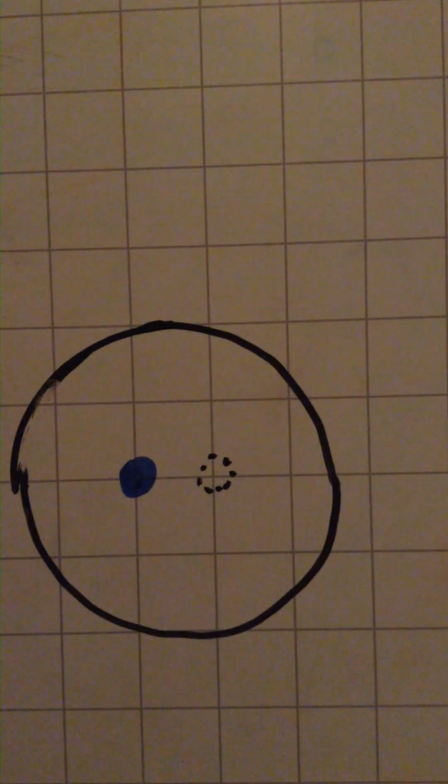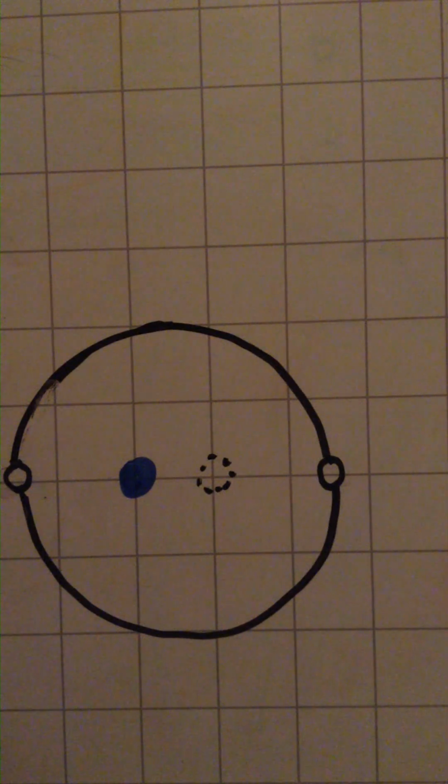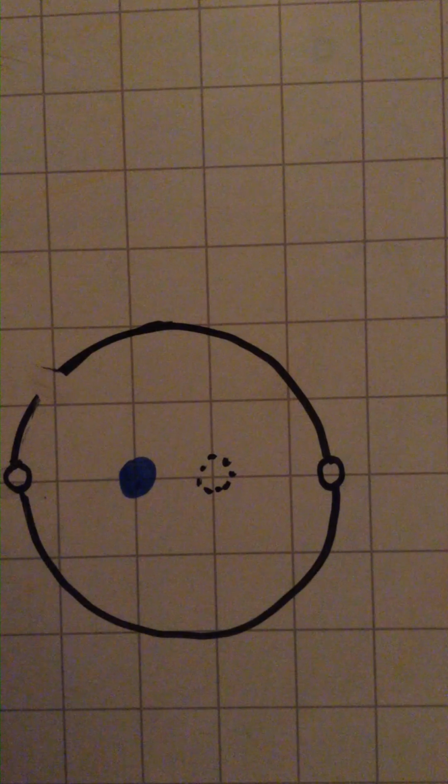And closest to Earth is when the moon is at perigee. Farthest from Earth, the moon is at apogee. And about closer to perigee is when the lunar eclipse is.